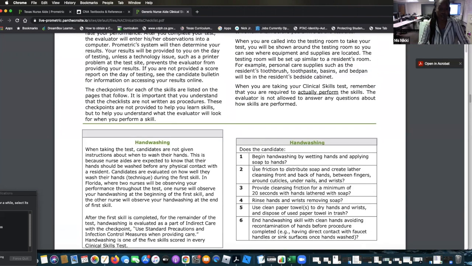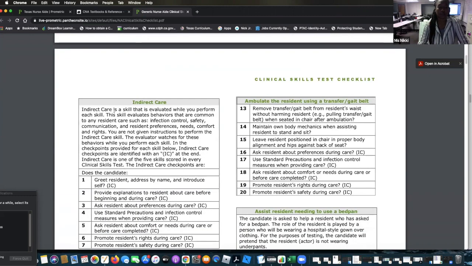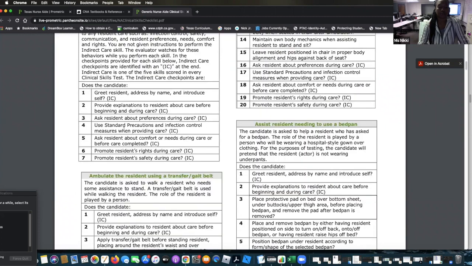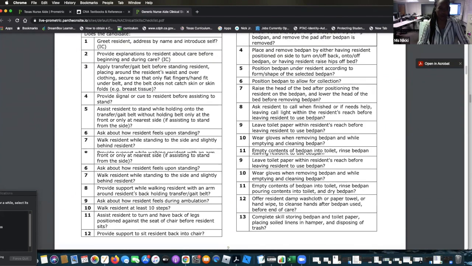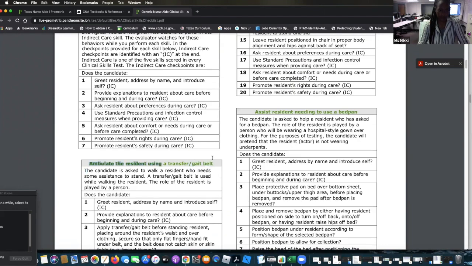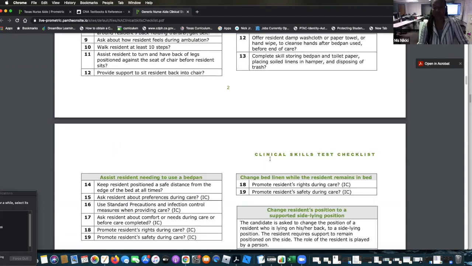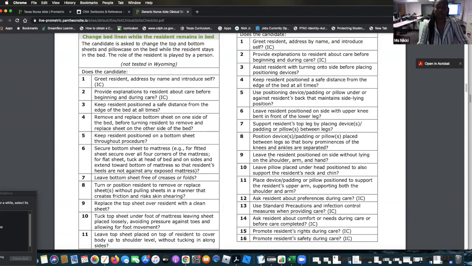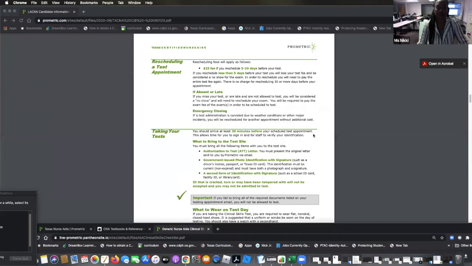So you should have already written your 22 skills down, and if you haven't, do it now. Only the green titles. Hand washing is 1, indirect care is 2, 3 is ambulation. So you just go through. I don't want you to write all the checkpoints. All I want you to write down is the skill titles. And there will be a question about your skill titles.